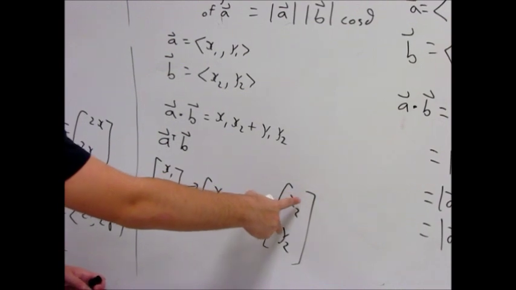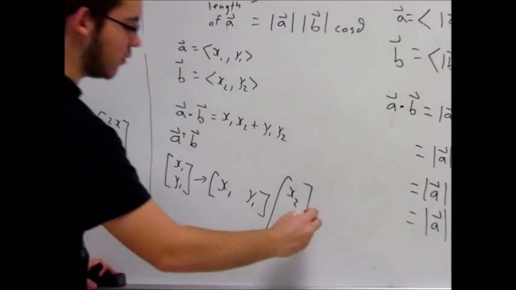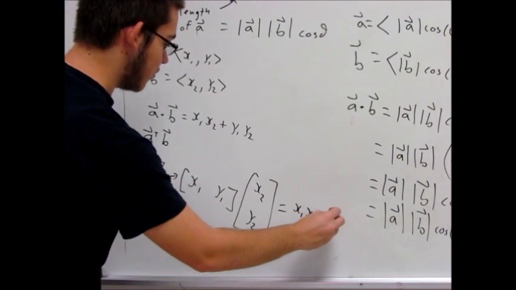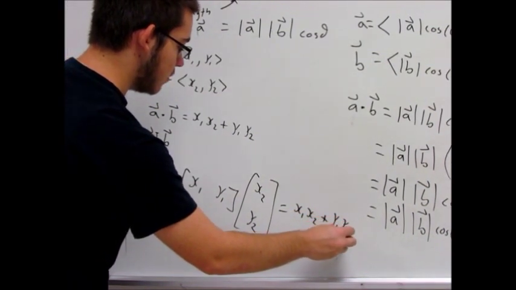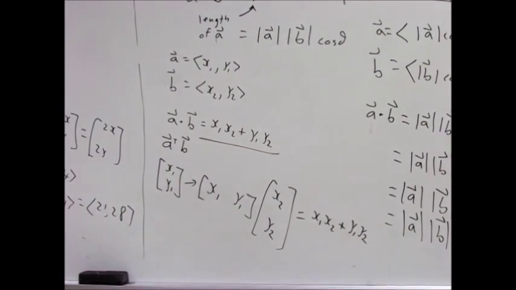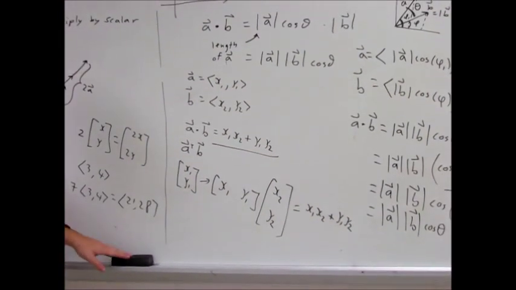So when you multiply matrices like this, you'll get x1, x2 plus y1, y2, which is what we said over here. So that's the dot product.